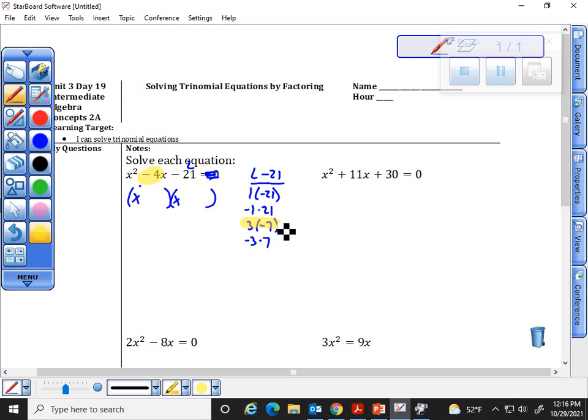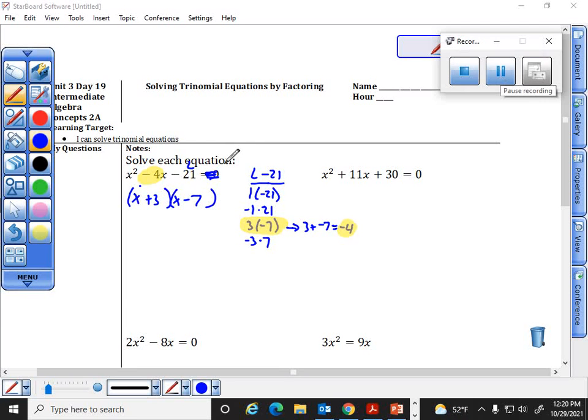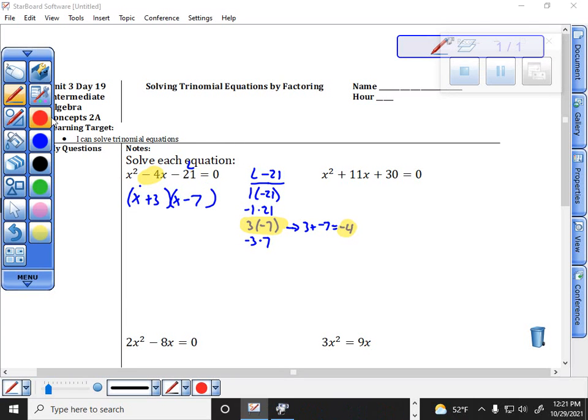Hopefully, look at the 3 and the minus 7. The 3 plus a minus 7 equals negative 4, and that's what I need for the middle. So I'm going to use a positive 3 and a minus 7. So it's factored. Now we have to make sure we understand that it is still equal to 0.